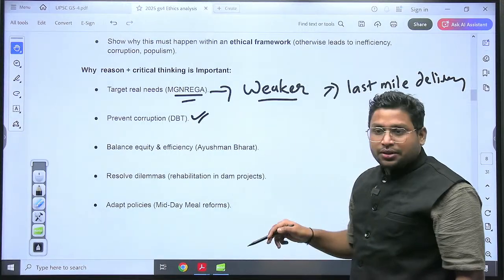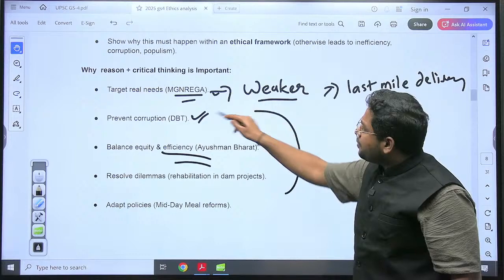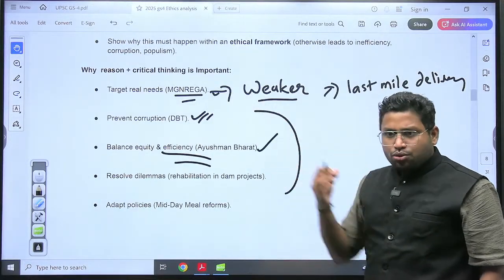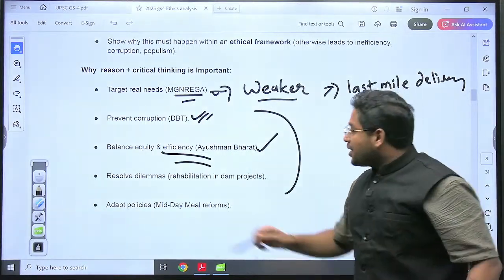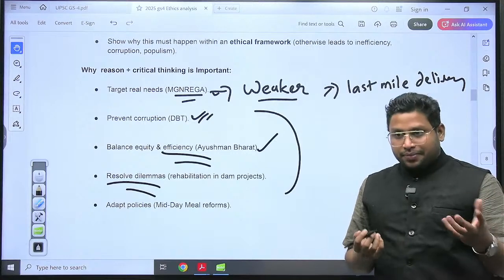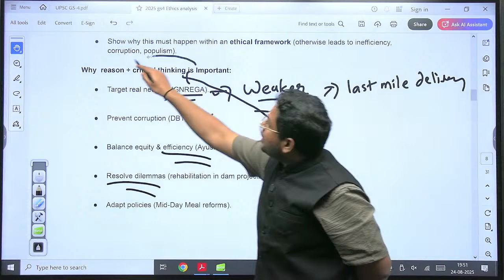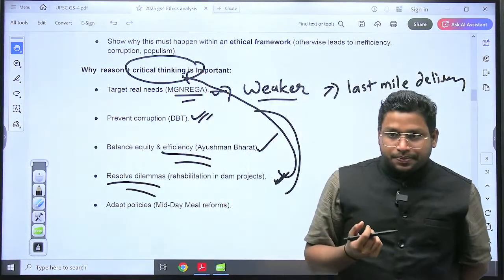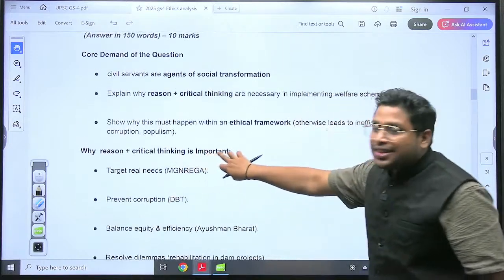Then no corruption, you can bring more efficiency. So bring all those. See, just give examples of different schemes. Anyway, you know these schemes. But talk about these parts. Sometimes there can be a case of dilemma. Let's say that development versus environment, that part. So you might be in dilemma. So this critical thinking will give you a way out of it, right? So that's how you try to show that this critical thinking is important.